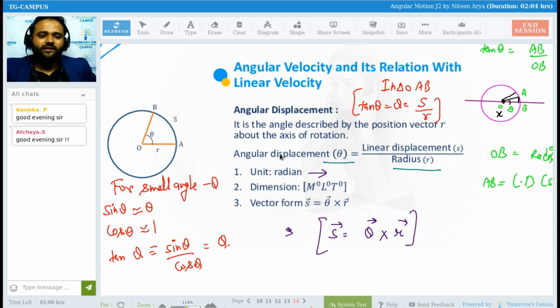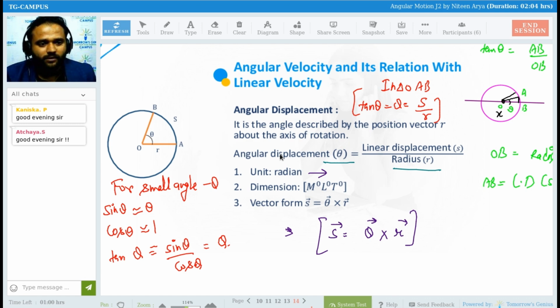Now it is dimensionless. Theta is a number. And from this you can even find why it is m0, l0, t0. Dimensionless, because this is length and this is length also, so length over length is purely a number.